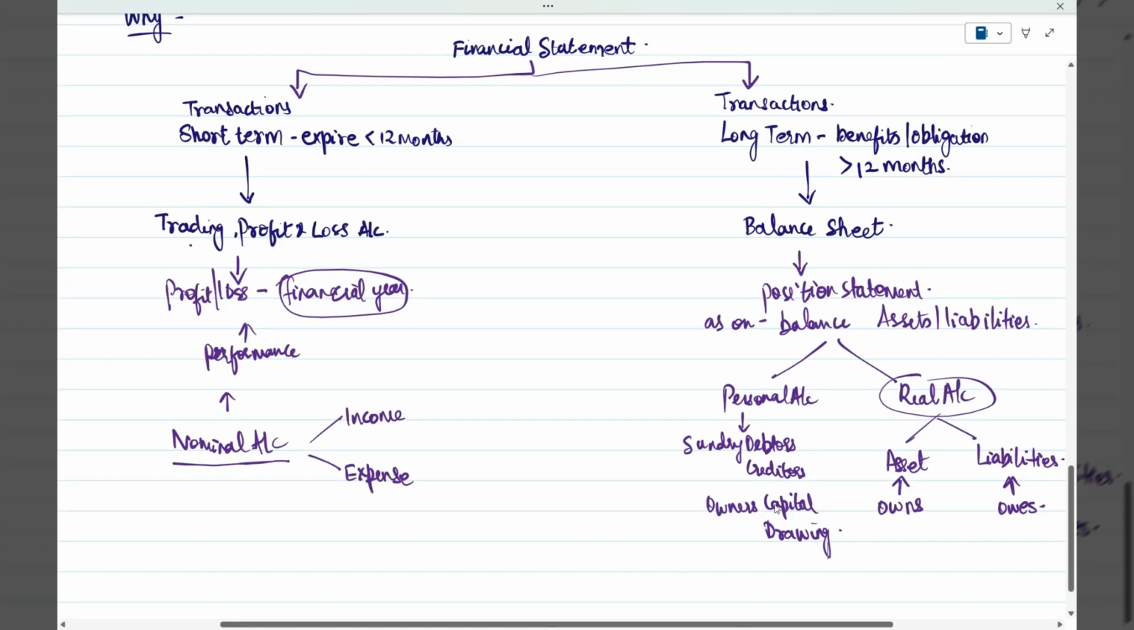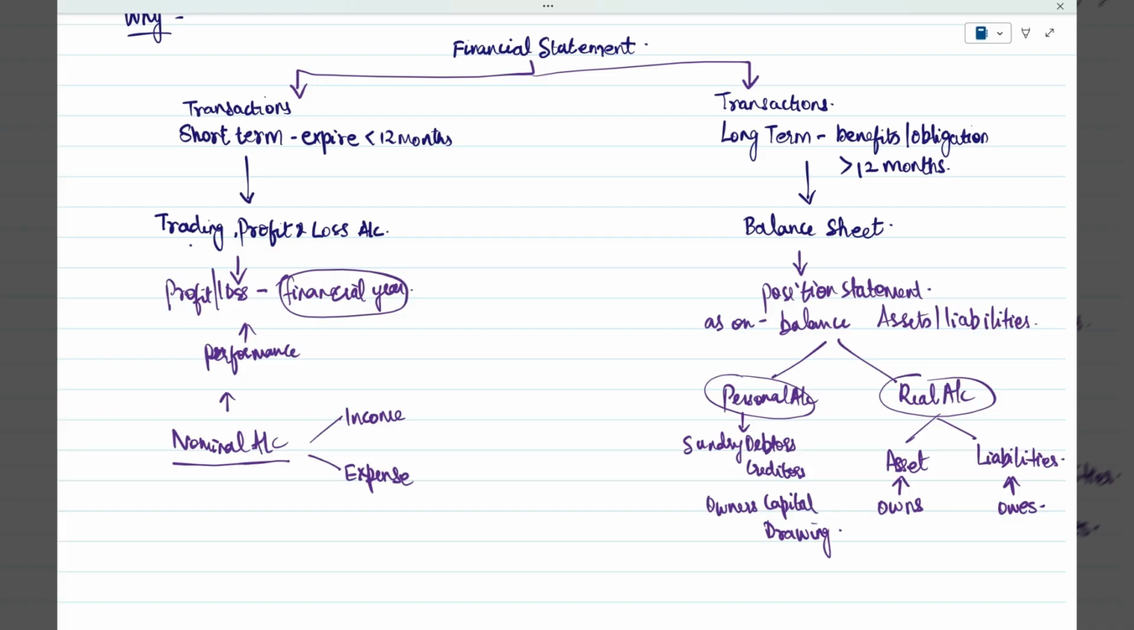So this is a brief overall picture of the classification or categorization of these three accounts: personal account, real account, and nominal account. If you see the big picture of a financial statement, all those accounts relating to the trading profit and loss account are nominal accounts, that is, incomes and expenses. And as part of the balance sheet, anything which is person related, like sundry debtors, creditors, owner's capital, drawings, are personal accounts, and anything which is real, that is assets and liabilities, are real accounts.